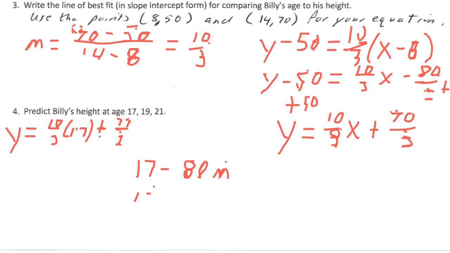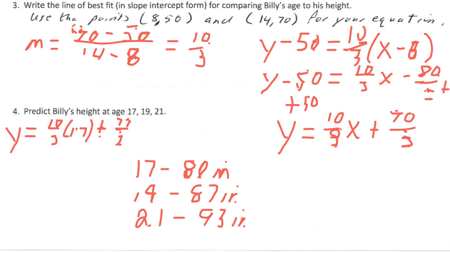At 19, we replace that 17 with a 19. And we end up with 260 over 3. We convert that and it's 86.7. We can round that off into 87. And a 21. We put 21 in there. Going to get 93 inches.